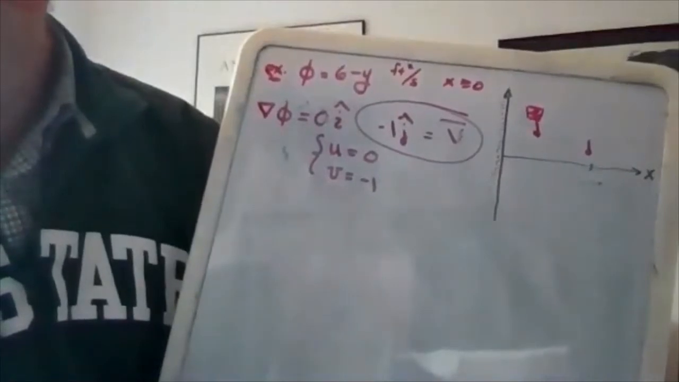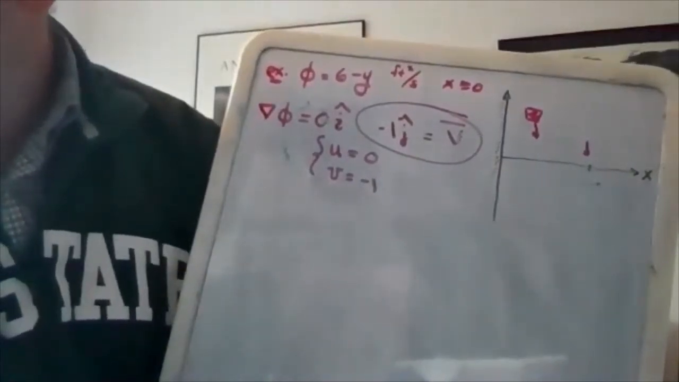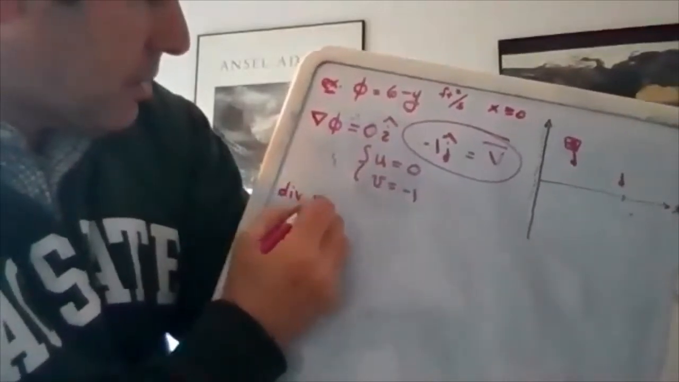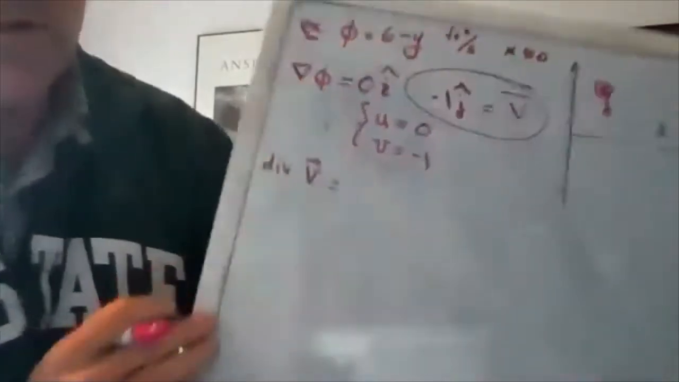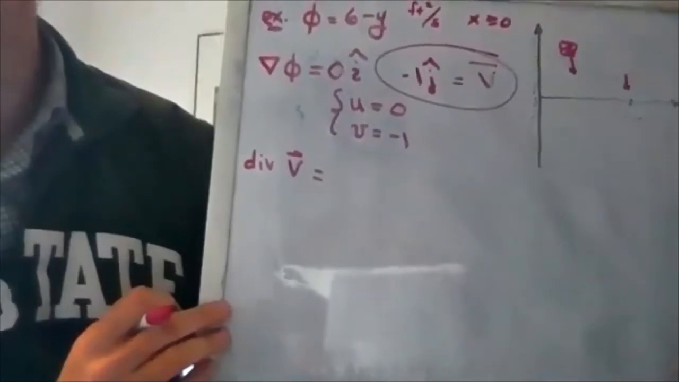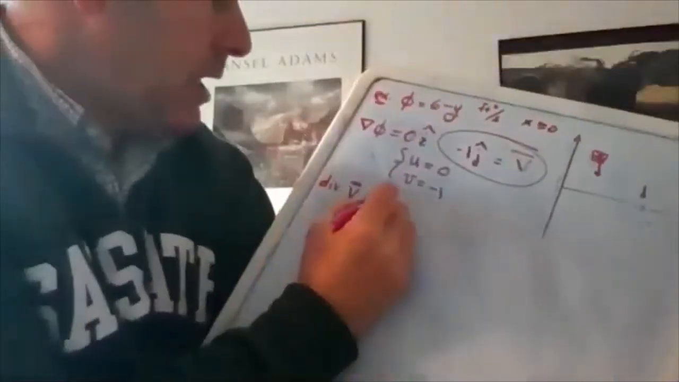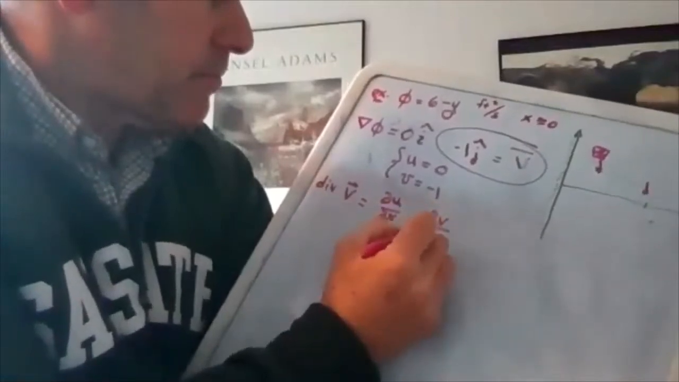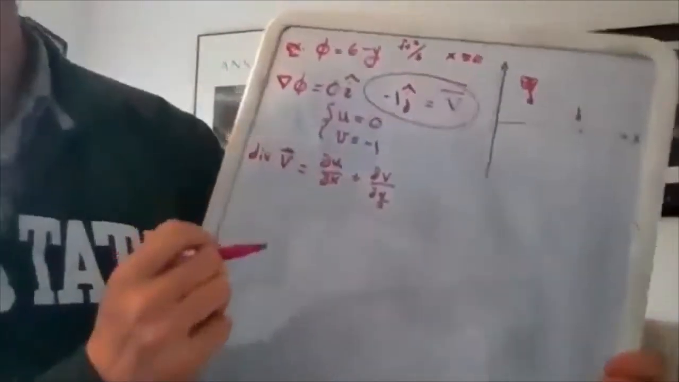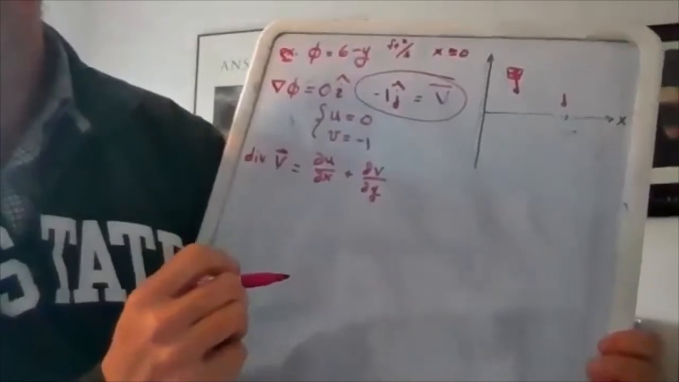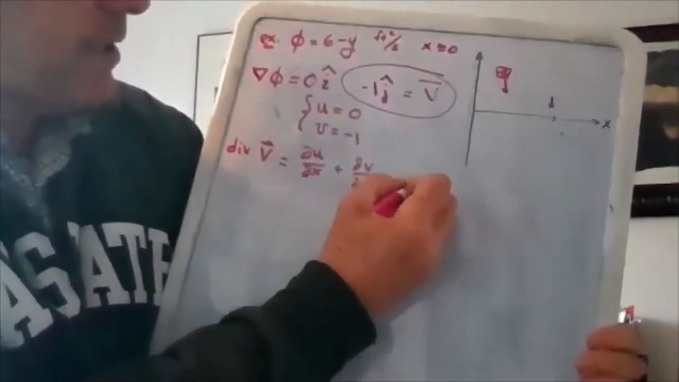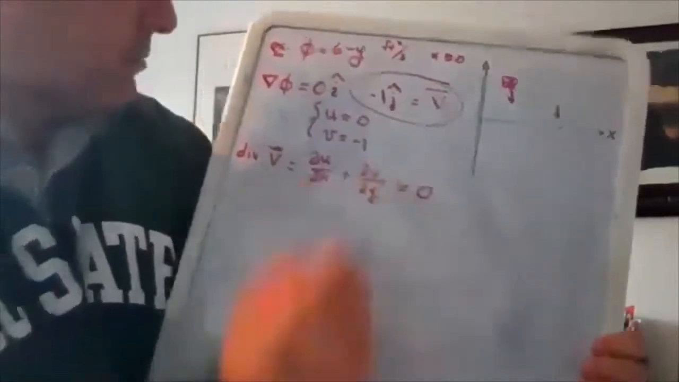Let's make sure that the math actually confirms that. So we're going to do the divergence of the velocity vector. That's going to give us a scalar. And so that is du/dx plus dv/dy. Okay. And I'm getting that is 0 and that is 0. So I'm getting no dilation. Okay, so we got that done.